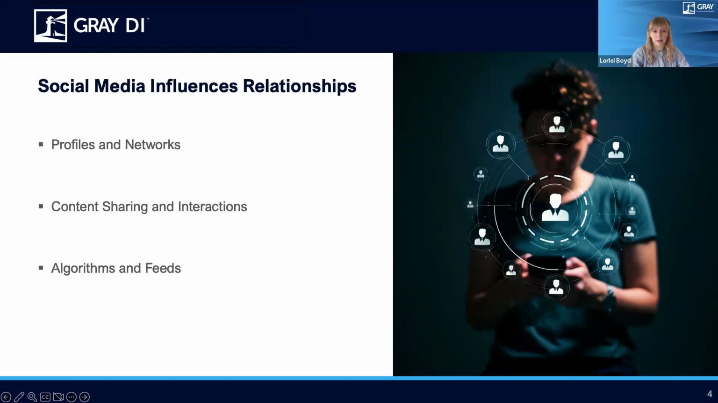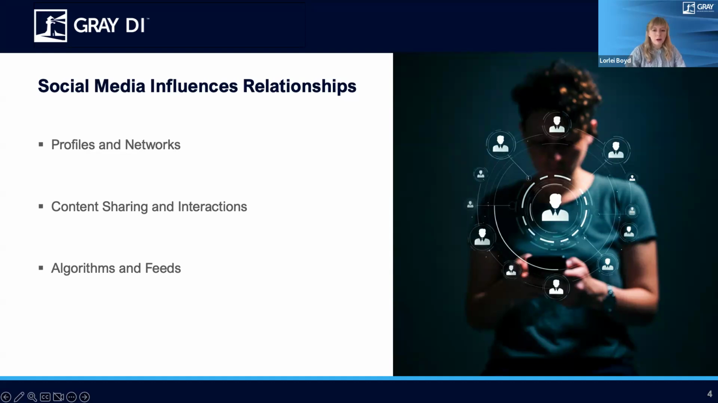The second key component would be content sharing and interaction. Users share and interact with various content, including text and videos and links. This content is displayed to their network, fostering a shared sense of experience and interest. And finally, the third key component would be algorithms and feeds. With personalized content, social media platforms use algorithms to curate what users see in their feeds. These algorithms consider factors like connections, interests, past interactions to show relevant content, reinforcing connections with like-minded individuals.